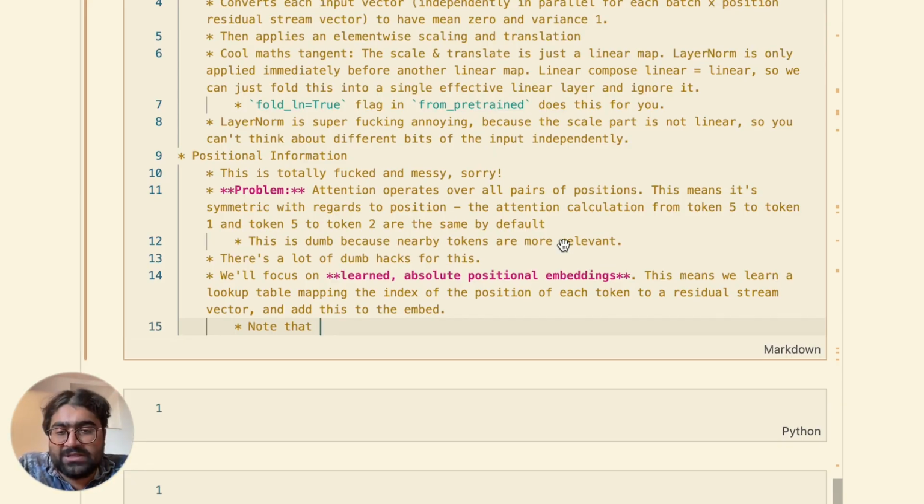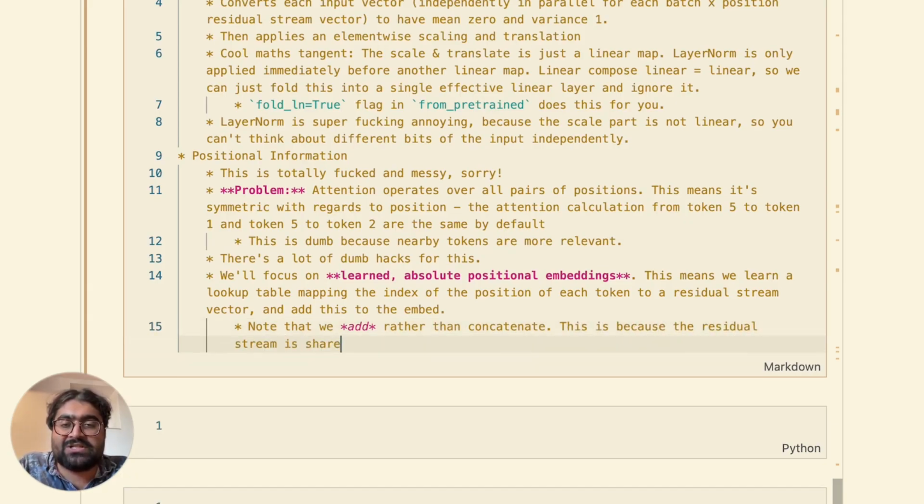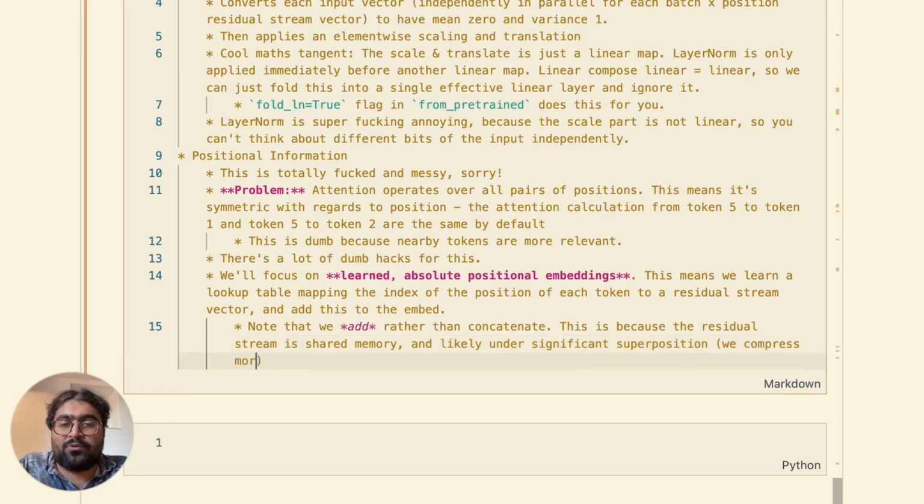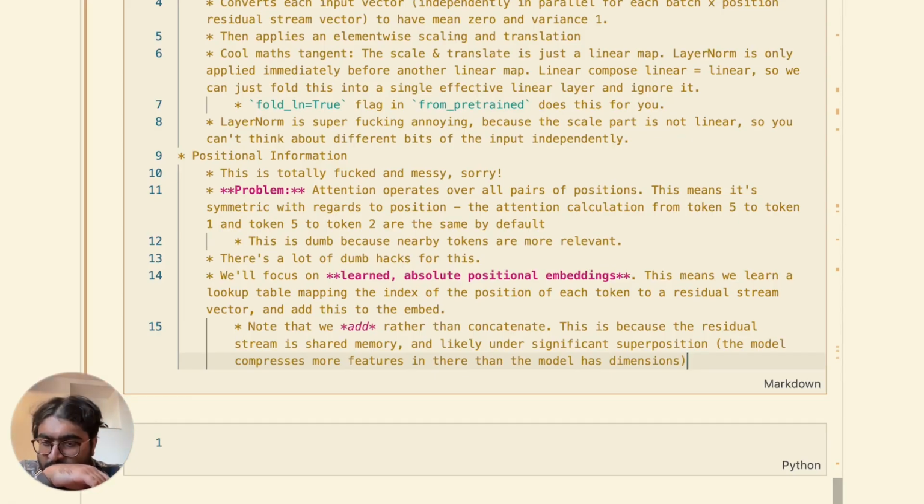The final point is that we add rather than concatenate. This is because the residual stream is shared memory and likely under significant superposition. We compress more information in there, or rather, the model does. Generally, every layer adds to the residual stream. It would be kind of weird to have a dedicated bit that's added. I don't feel like I've got a deeper argument than that, to be honest. Residual stream, shared memory, likely under significant superposition.